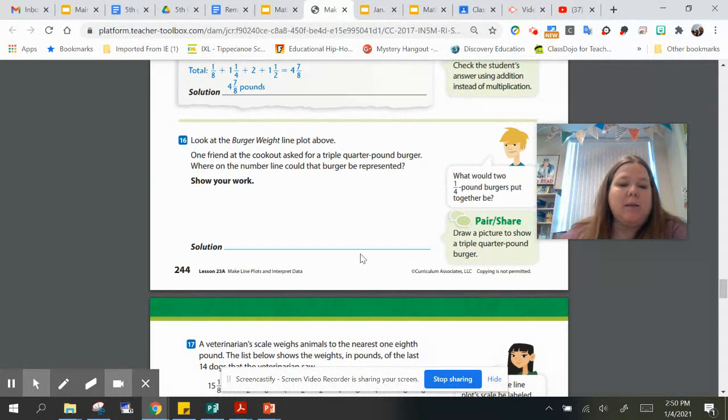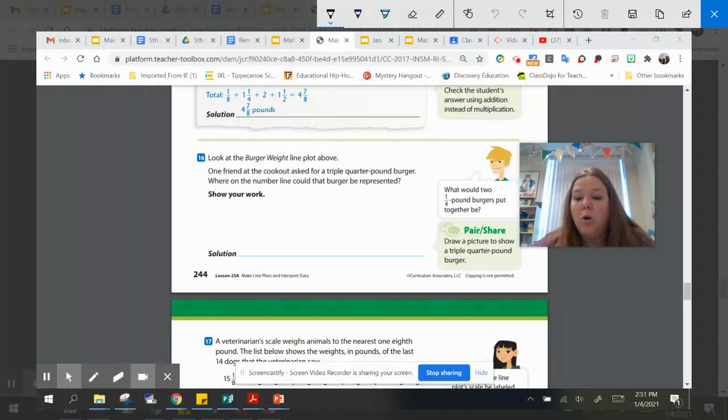Now what we have to do is look at the burger weight line plot above. Our friend at the cookout asked for a triple quarter pounder burger. Where on the number line could that burger be represented? A fourth of a pound plus a fourth of a pound plus a fourth of a pound would be 3/4 of a pound. So it could be an X above 3/4. Does that make sense? Oh, that's a horrible frozen picture right there.